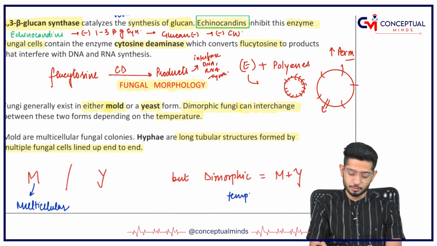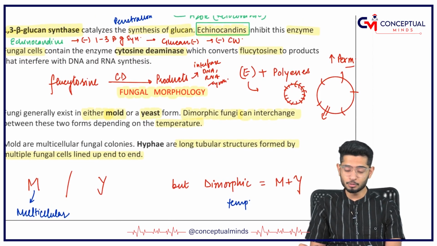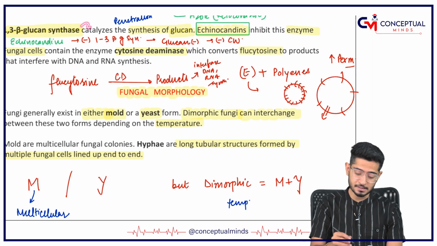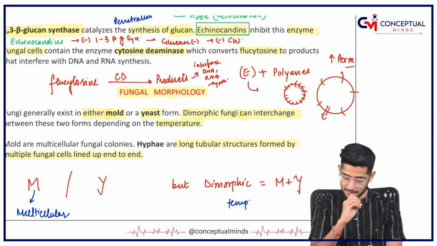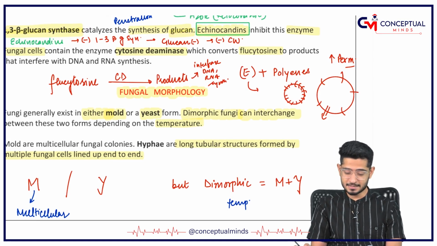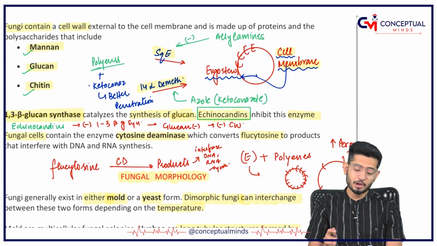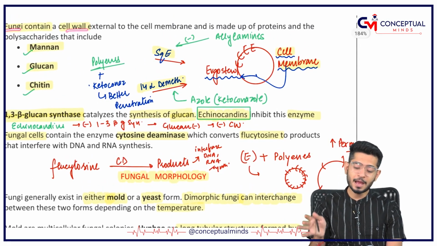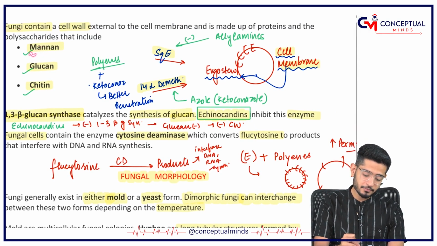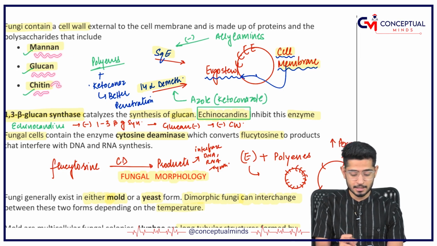Coming on to the next part, 1,3-beta-glucan synthase. Now please understand this. 1,3-beta-glucan synthase catalyzes the synthesis of glucan. What is this glucan? Remember, fungus has a cell wall, and the cell wall is made up of mannans, glucan, and chitin.